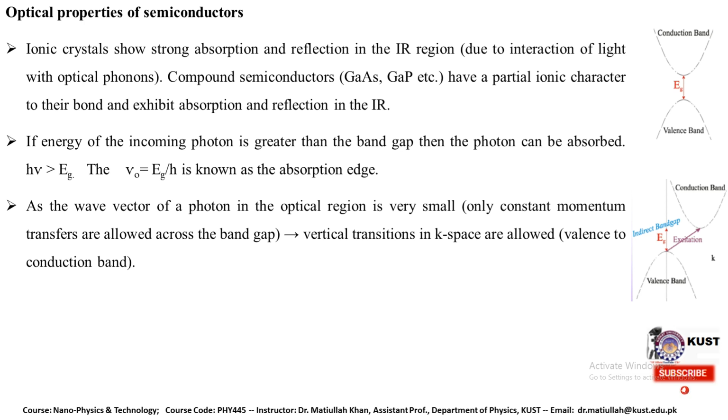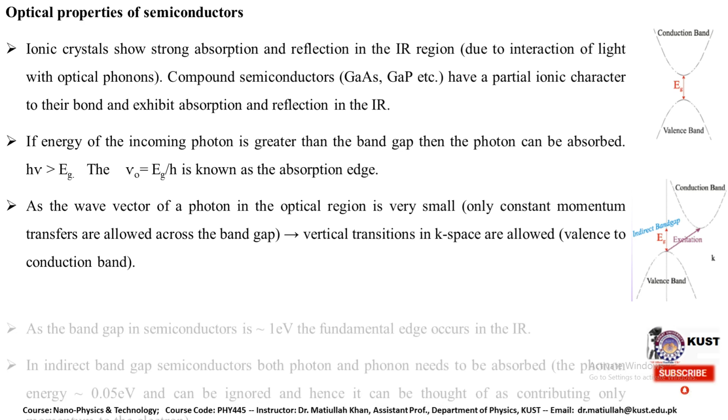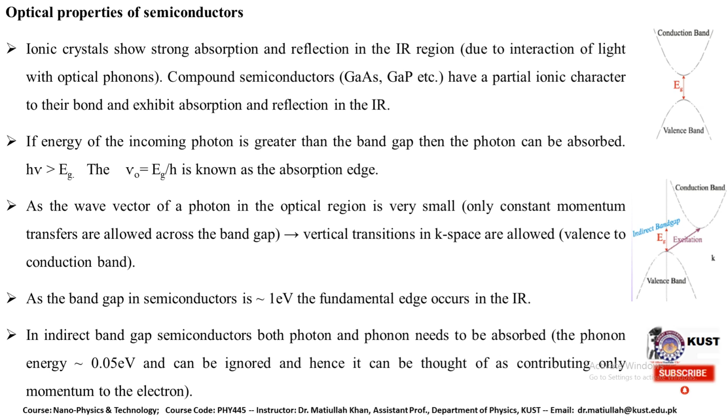So there are different conditions for that. In some cases, the transition of electrons in a direct band gap semiconductor is simple, but in an indirect band gap the transitions are a bit complicated. There are some allowed and forbidden transitions which we need to know. In an indirect band gap semiconductor, both a photon and a phonon need to be absorbed. The phonon energy is around 0.05 electron volt, which can be ignored, but still we need to take it into account, as it contributes only to the momentum of the electron.